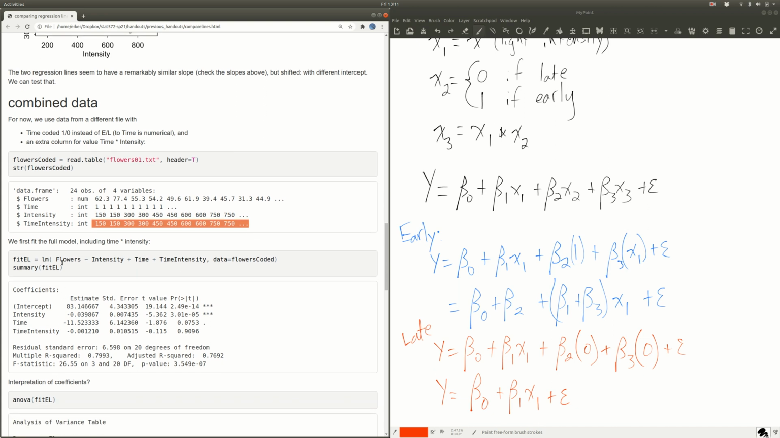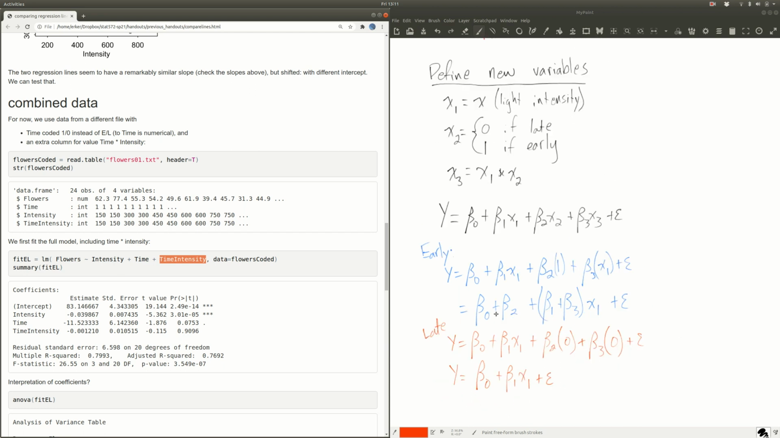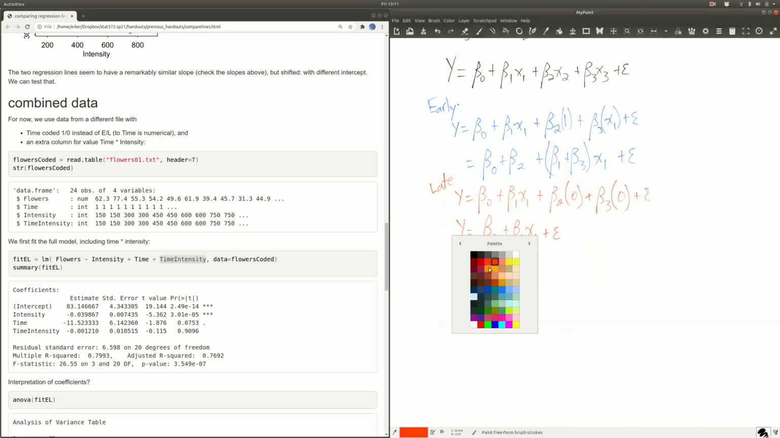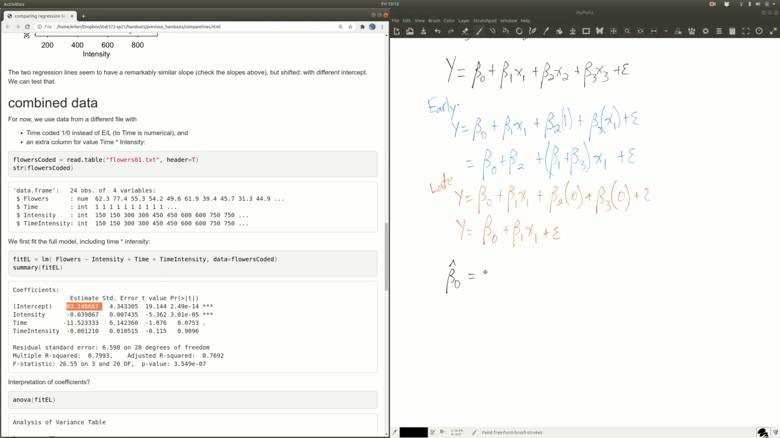So we'll fit this full model here. Flowers tilde intensity plus time times intensity. That's this full model right here. And let's look at what the coefficients we get are. So let's try to get our estimates here. What's our estimate for beta naught hat? So our estimate for beta naught, that's why it has the hat on it, is here. It's 83.1.